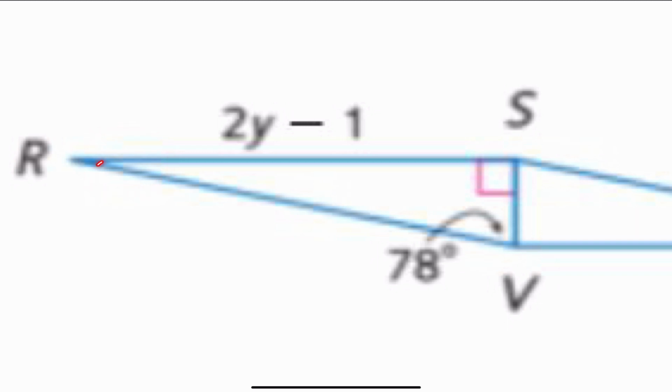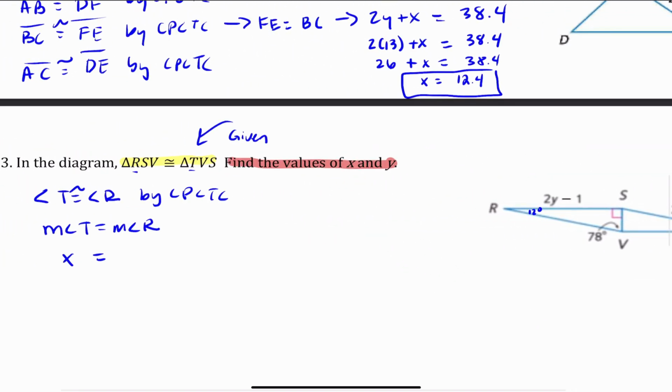Well, we know that the angles of a triangle add up to 180. 78 is part of my 180. 90 is part of my 180. So what's left? It's 12 degrees. So then measure angle R is 12, and that's all I need to do. I just found x.